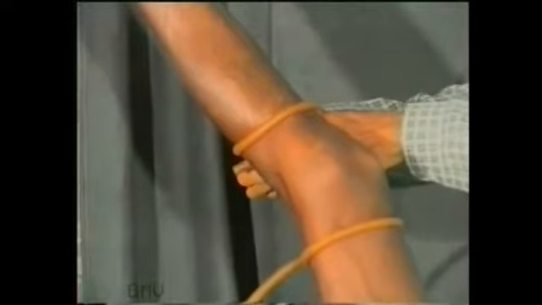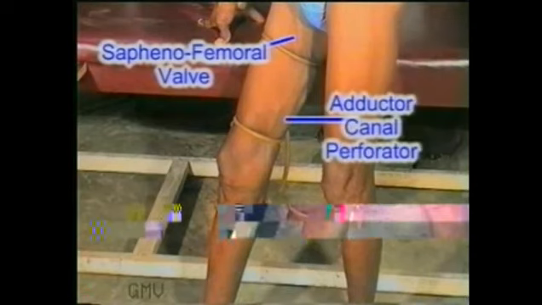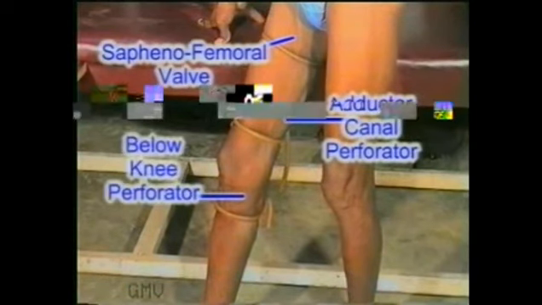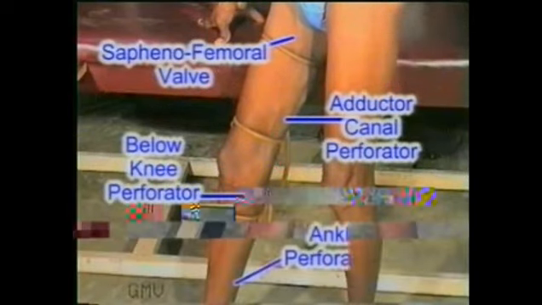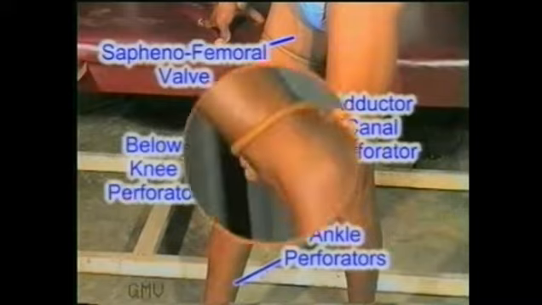This divides the long saphenous vein into 4 segments, each with one constant perforator. The saphenofemoral valve is above the first tourniquet, the mid-thigh perforator in the adductor canal is between the first and the second tourniquets, the below-knee perforator is between the second and third tourniquets, and the ankle perforators are below the third tourniquet. The tourniquets should be just tight enough to occlude only the superficial veins.